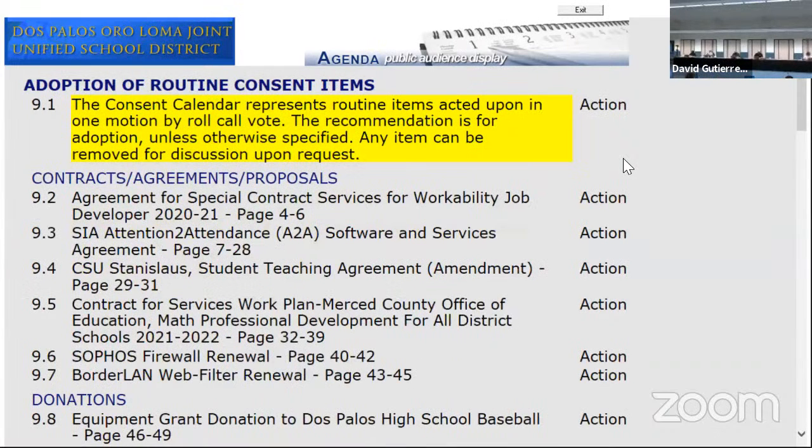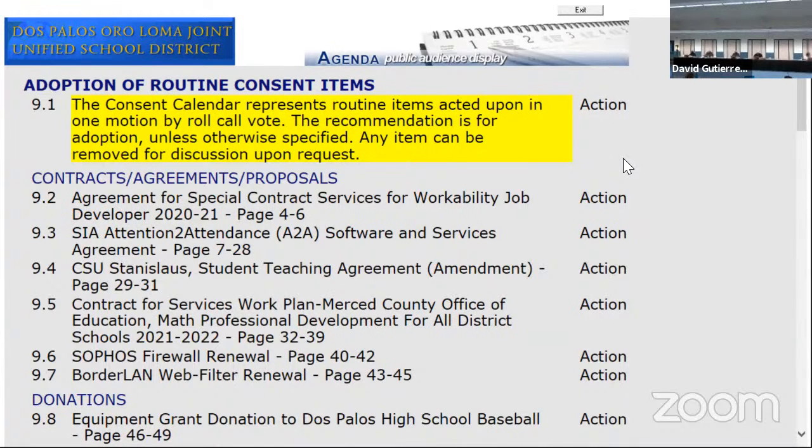Item 9.1, adoption of routine consent items. The consent calendar represents routine items acted upon in one motion by roll call vote. The recommendation is for adoption unless otherwise specified. Any item may be removed for discussion upon request. Contracts, agreements, proposals. 9.2, agreement for special contract services for workability job developer, 2020-21. 9.3, SIA attention to attendance, A2A, software and services agreement. 9.4, CSU Stanislaus Student Teaching Agreement Amendment.